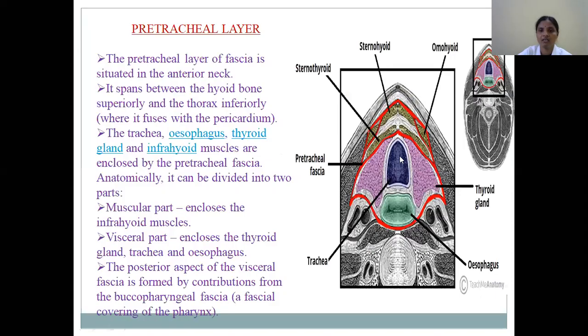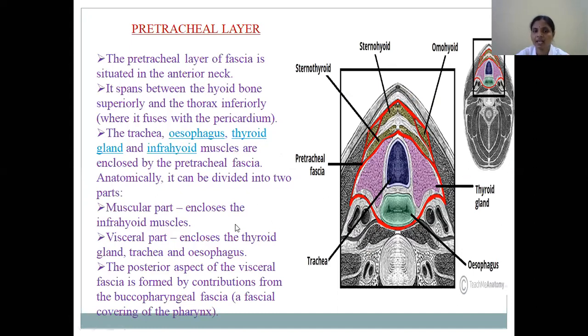Now you see here, if you trace this pretracheal layer just beneath, under cover of the sternocleidomastoid, first it divides into two layers. The red color indicates how the pretracheal layer is dividing. Here you can appreciate one layer is passing and enclosing the muscles. All these muscles are collectively known as strap muscles below the hyoid, which are the infrahyoid muscles. So one layer of the pretracheal is enclosing the muscles.